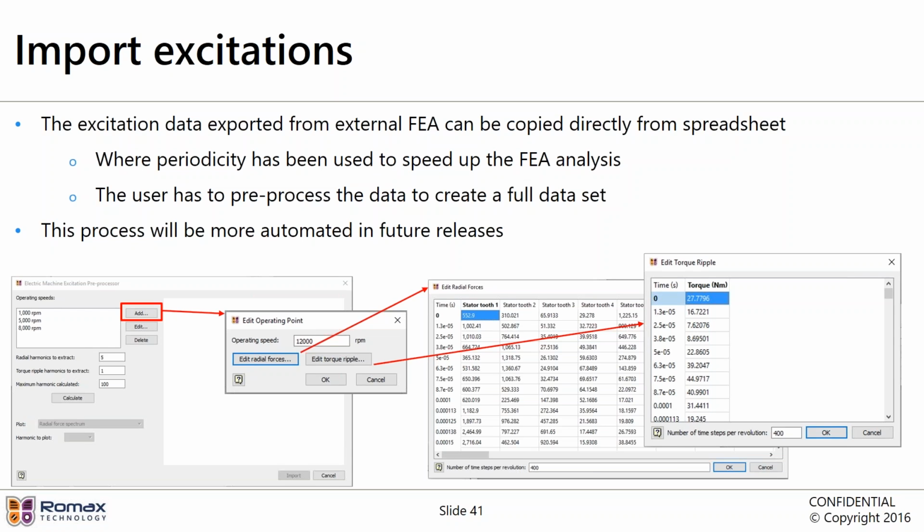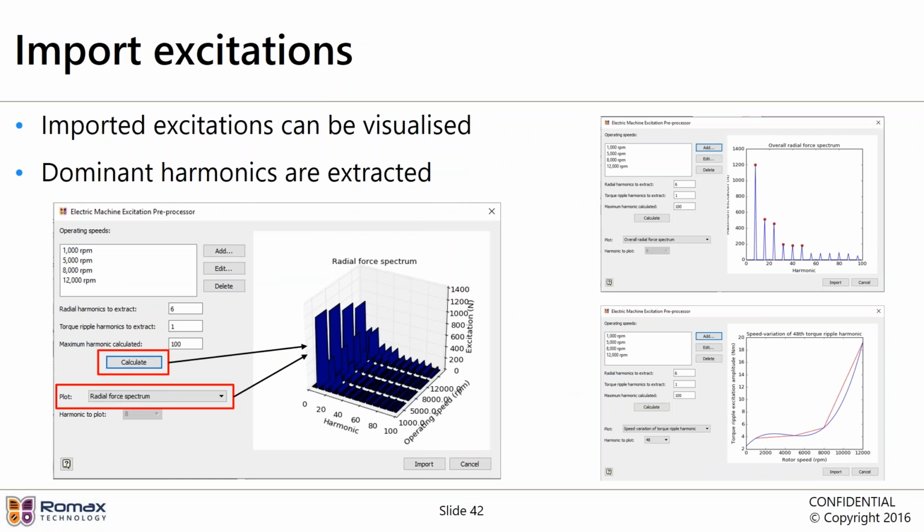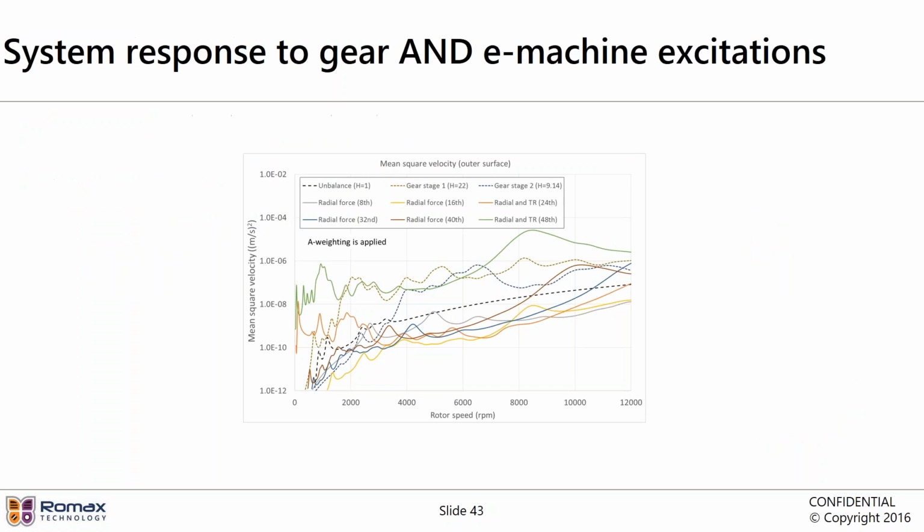Once you have all the excitation data, you can open the preprocessor in RomaxDESIGNER, and that allows you to enter the radial forces and the torque ripple. So you can just add a speed condition, open the CSV file and copy and paste these. A bit more detail on how we do this is available in a webinar delivered by Christian a few weeks ago.